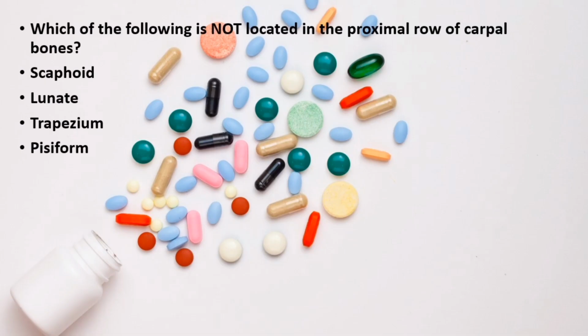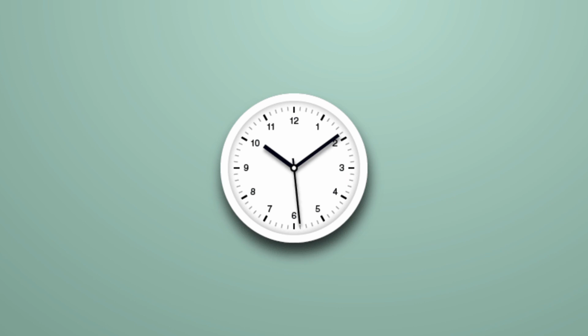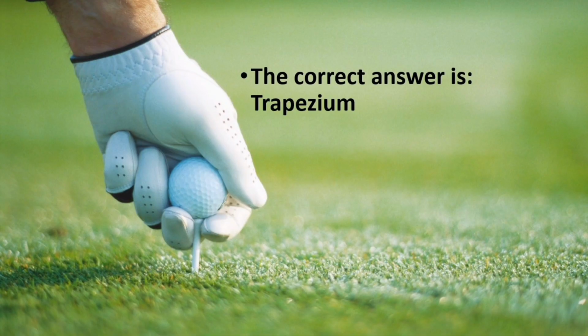Quiz: which of the following is not located in the proximal row of the carpal bones? Scaphoid, lunate, trapezium, pisiform. The correct answer is trapezium.